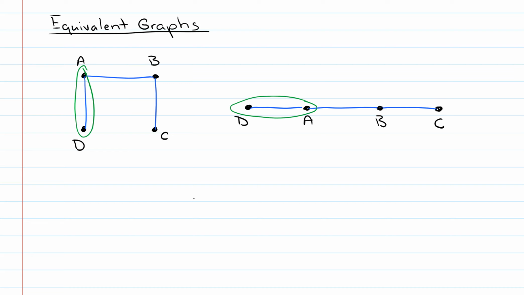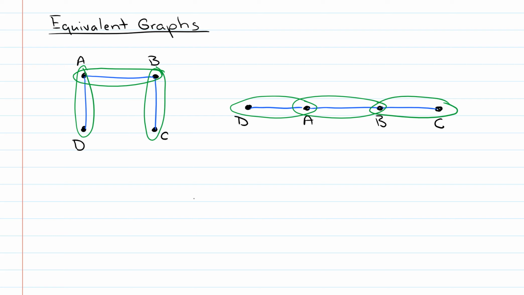So here, I've got an edge between A and D. Here I've got an edge between A and D. Here I've got an edge between A and B. I've got an edge between A and B. Here I've got an edge between B and C. Here I've got an edge between B and C. So, same number of vertices, same number of edges, and the edges go between the same vertices. So it can be a little weird sometimes because graphs that don't necessarily look alike really are the same thing.